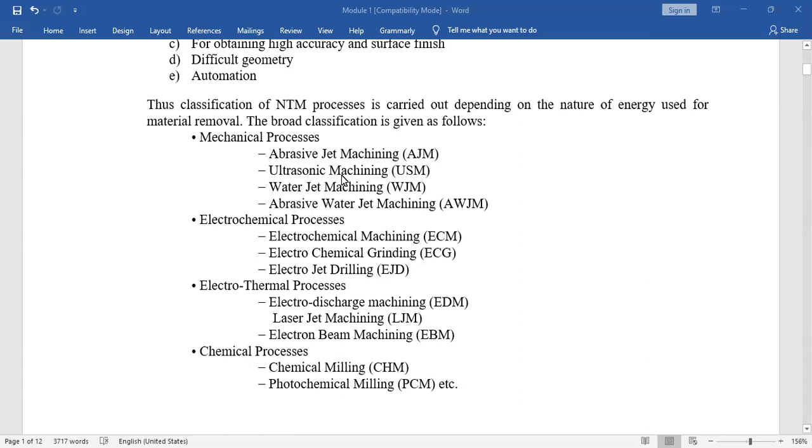Not the whole syllabus, but near about 80%, that is from module 1 to module 5. In this case you have to remember that non-traditional machining is classified according to the nature of the energy used for the material removal. In the first module, we will study the mechanical process, that is, non-traditional machining which comes under the mechanical process for the removal of the material.